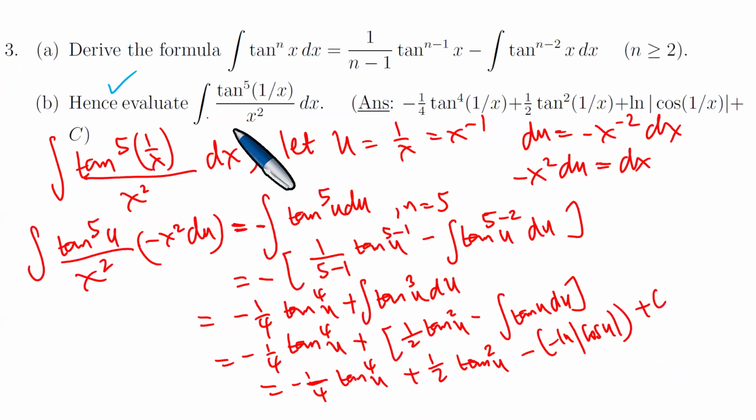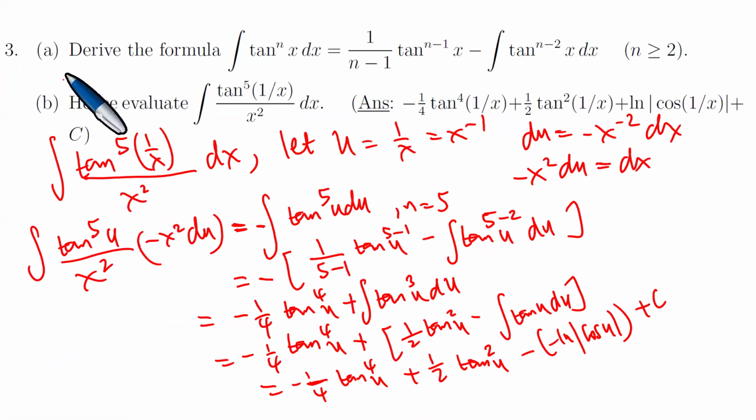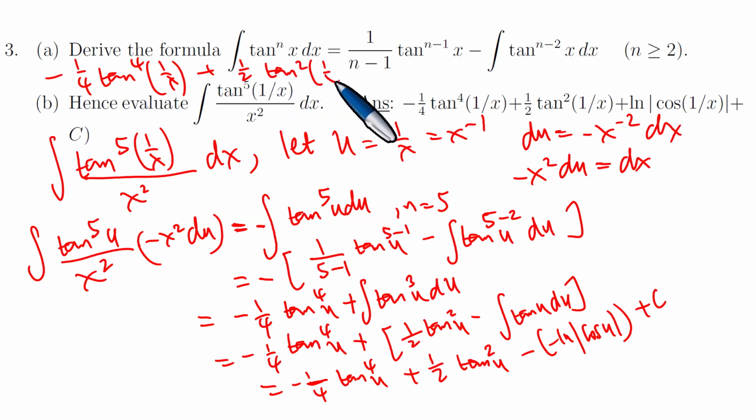So if you look very carefully, then you're going to write the answer like at the top here. So what is the answer? Minus 1 over 4 the tangent to the fourth power of u. What is u? u is 1 over x. So you put 1 over x here. And then here you have 1/2 the tangent squared of 1 over x for this one.